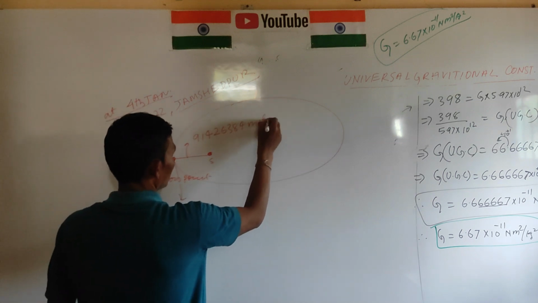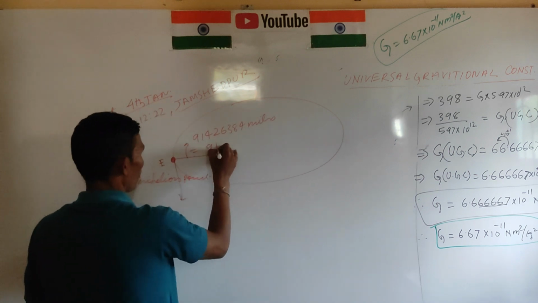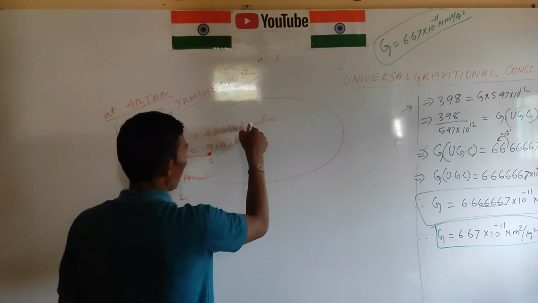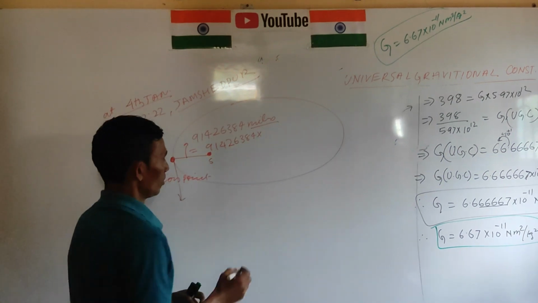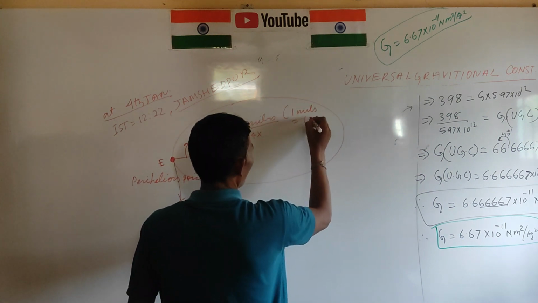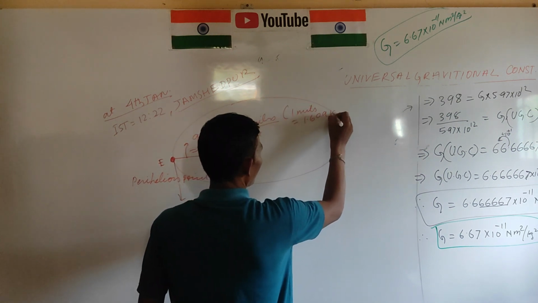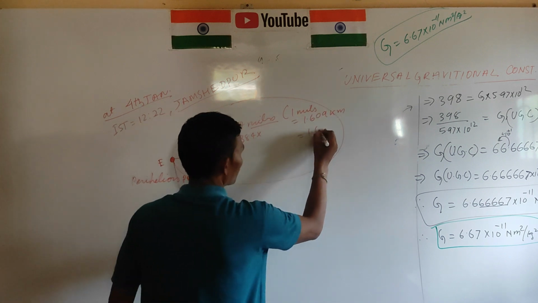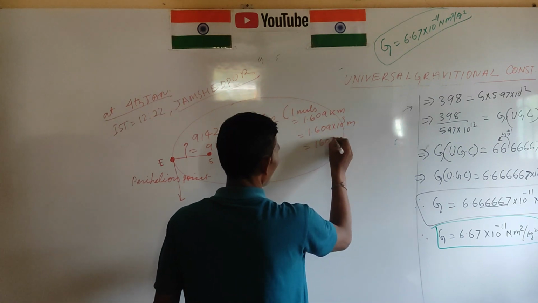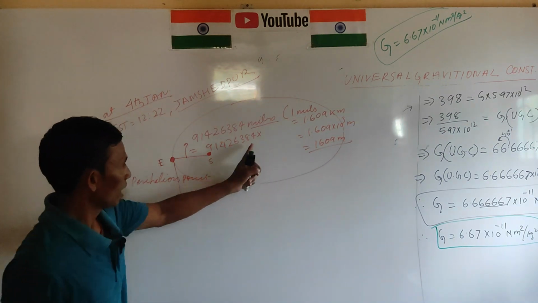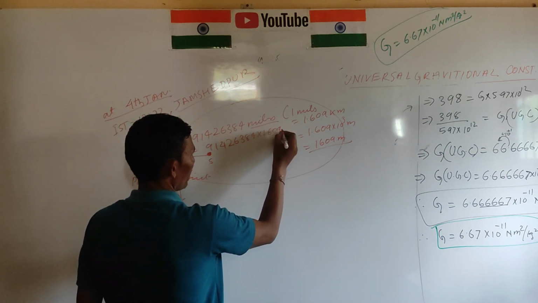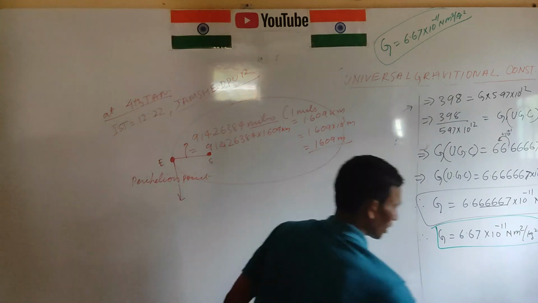9144 mile. When it is converted, 9.426384 into 1 mile. 1 mile is how much? 1 mile is equal to 1.609 kilometer, and 1.609 into 10 to the power 3 meter, that is 1609 meter. So we can calculate this one, converting into meter, so 1.609 kilometer. So how much will it be?